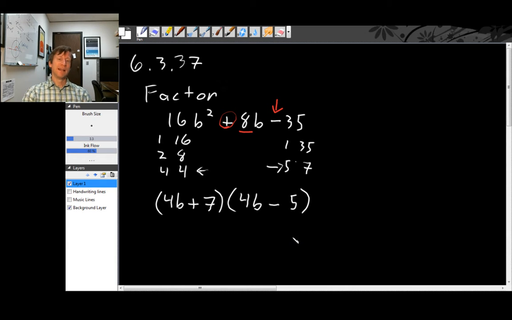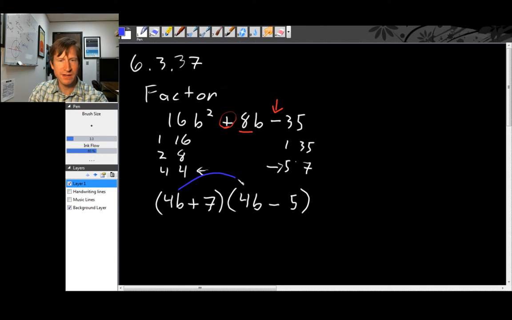All right. Now this is a guess. I do not know yet if this is how the original polynomial factors. The only way to know if this is right is to actually multiply it back out and see if I get the polynomial that I started with. So let's multiply this out.